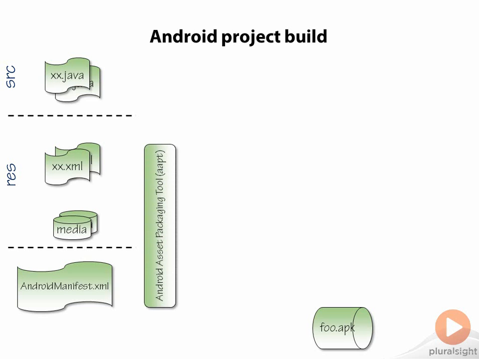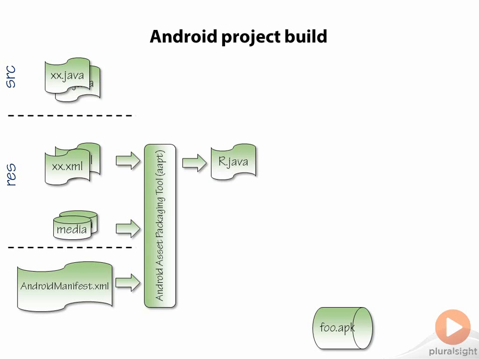So the first thing that has to happen is that there's a tool called the Android Asset Packaging Tool, or AAPT, that takes in both our resources and that Android manifest, and it processes those. And it produces two forms of output. One form of output is actually a Java file.